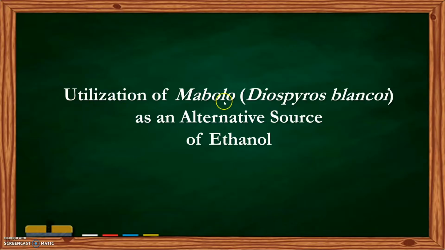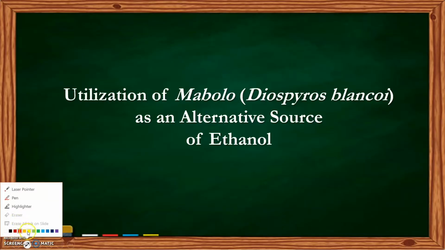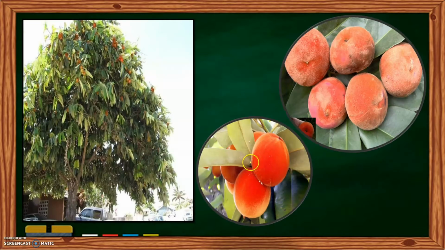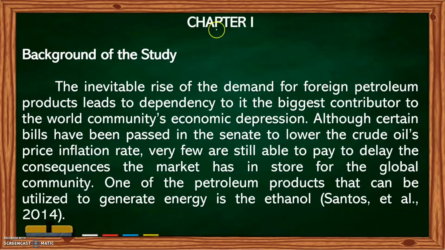Utilization of Mabolo, Diospyros blancoi, as an alternative source of ethanol. Okay. So, ang ginamit dyan is Mabolo para gawing ethanol. So, tingnan natin yung background of the study nila. So, this is the Mabolo. Kung mapapansin nyo, ayan, ito yung trees ng Mabolo at ito yung prutas. So, ito yung gagawin nilang ethanol. So, Chapter 1, Background of the Study.